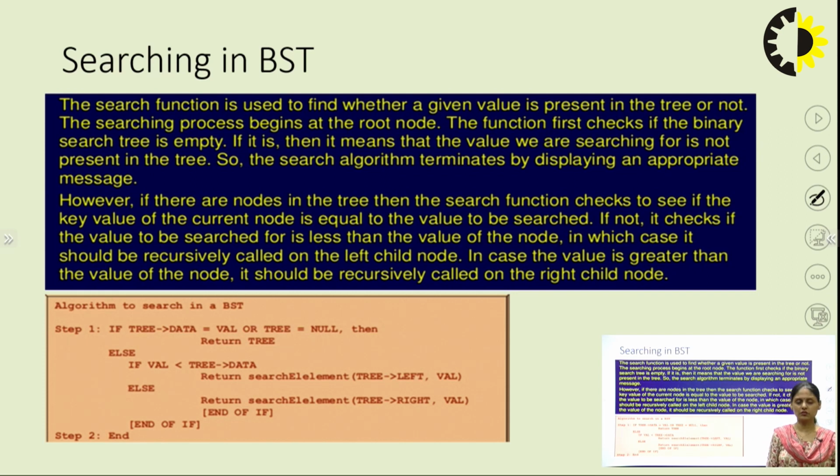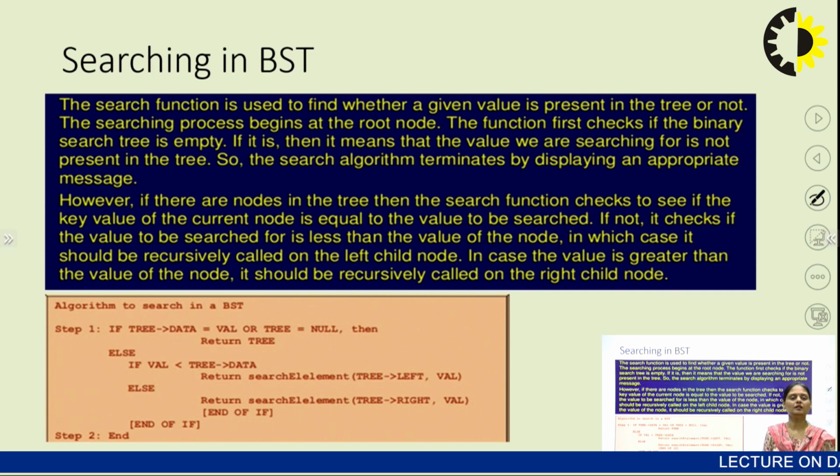So the searching function means to find whether the given value is present or not in the tree. The search process always begins with the root node. The function first checks if the binary search tree is empty or not. If it is empty, then search is not possible, and if it is not empty, then we go for it. We compare the element to be searched with the root node, and if the element is found, we say that the element is found. Otherwise, we compare the value with the root node to see if it is lesser or greater, and thereafter we proceed in the same way.